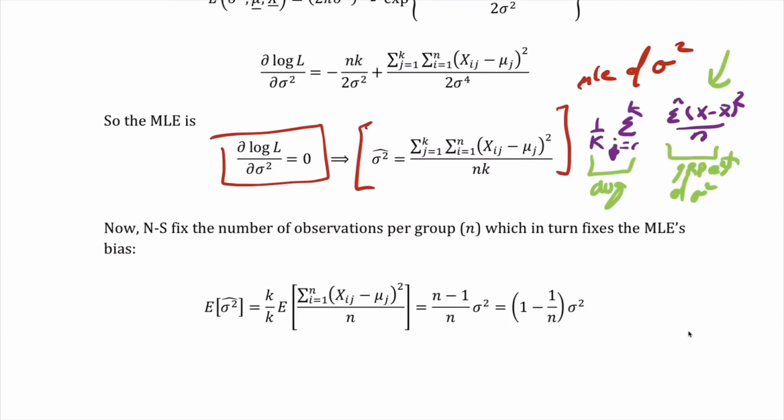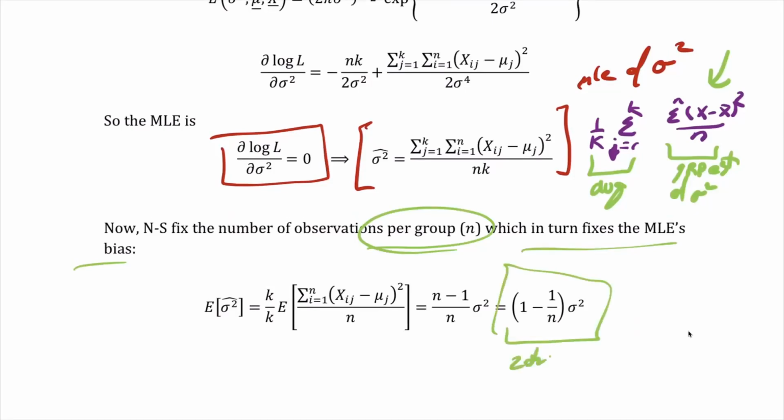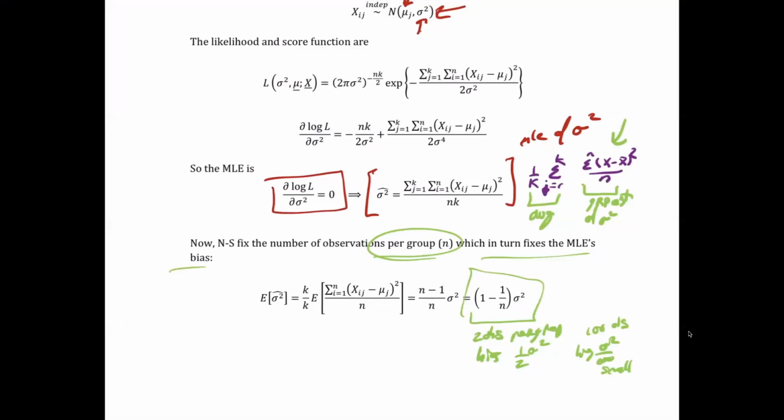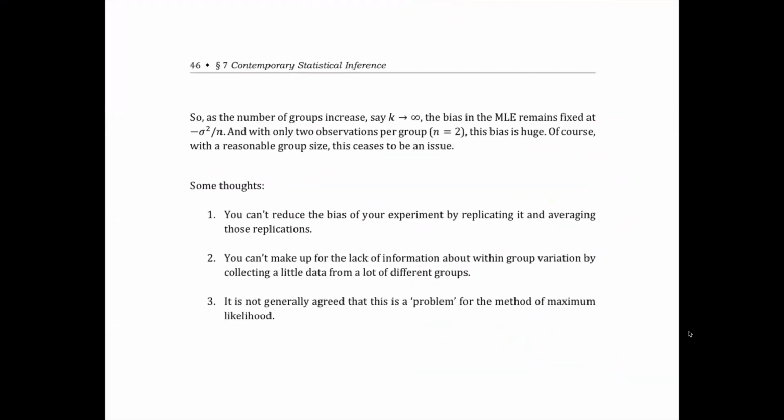So now, if I fix the number of observations per group, this fixes the MLE bias because we've seen this a number of times. If I have 2 observations per group, the bias is half a sigma squared. If I have 100 observations per group, then the bias is sigma squared over 100, which is small. So the key is in getting a good estimate. The key is not in averaging a whole bunch of poor estimates.